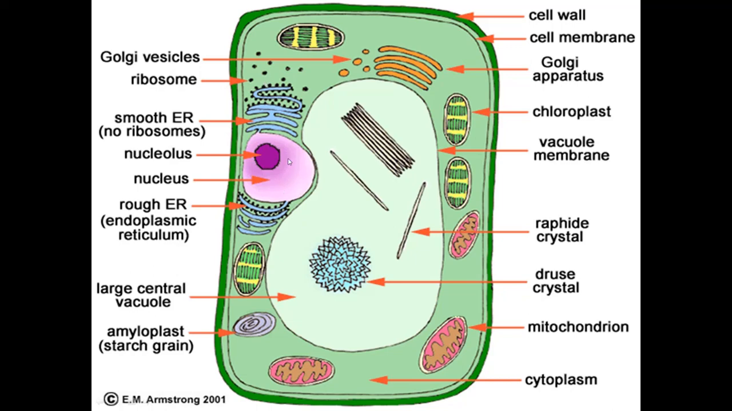And if you observe this nucleus, you can see this nucleus is pushed to one corner. And there is a large vacuole at the center. Nucleus contains nuclear membrane, nucleoplasm, nucleolus, and there will be a chromatin network. So this is the diagram of plant cell.